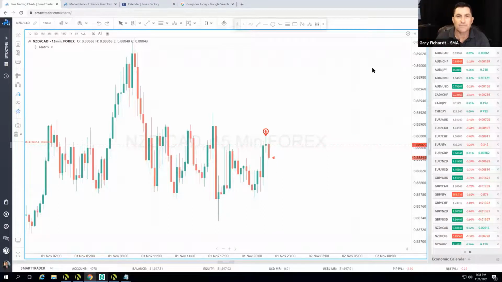And as soon as the signal comes up and says, New Zealand CAD, close out with a positive of 20 pips, then you're going to go ahead and close out your position, all right? You're going to close out your trade, and then you look for the next signal, all right?